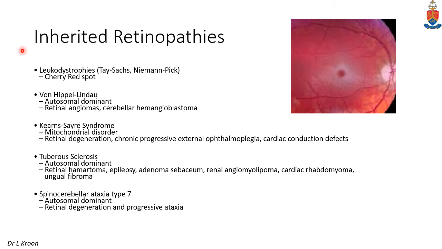A neurologist might also see retinal disorders in inherited diseases, such as the first category here, which would be the leukodystrophies, such as Tay-Sachs and Niemann-Pick syndrome, where one can see a cherry red spot. And it's not from the vascular occlusion, but this time it's from lipid accumulation in the retinal ganglion cells. And again here, one sees the underlying circulation in the macula where there are no retinal ganglion cells.